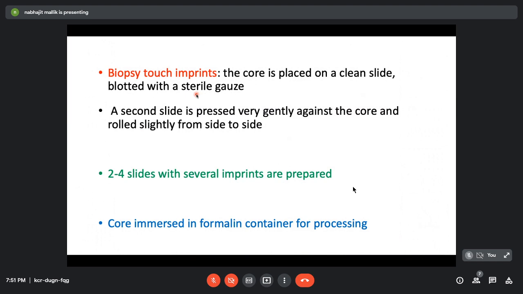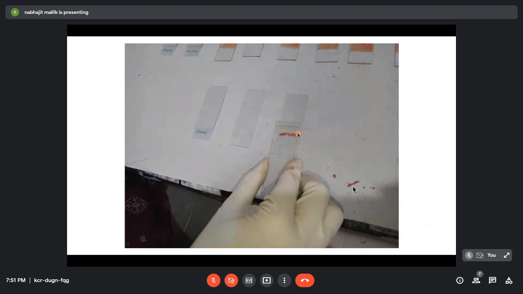We blot it with a sterile gauze or with a blotting paper, and then we place it on a clean slide, and a second slide is pressed very gently against the core and rolled slightly from side to side. So 2 to 4 slides with several imprints should be prepared, and the core should after that be immersed in a formalin container. The core is put on one slide. It has been completely blotted off, so we can see that there is not too much blood here. And with the other slide, we are rolling it over the first slide that is kept there.